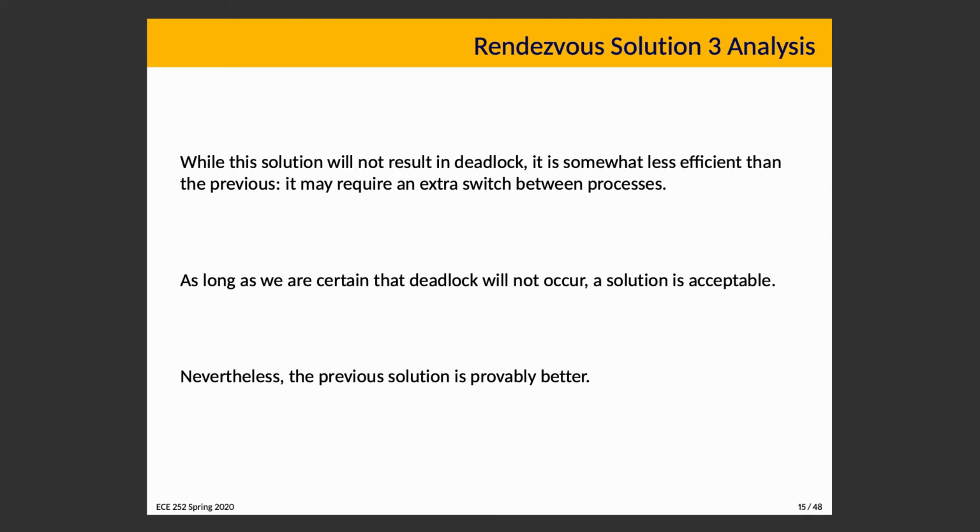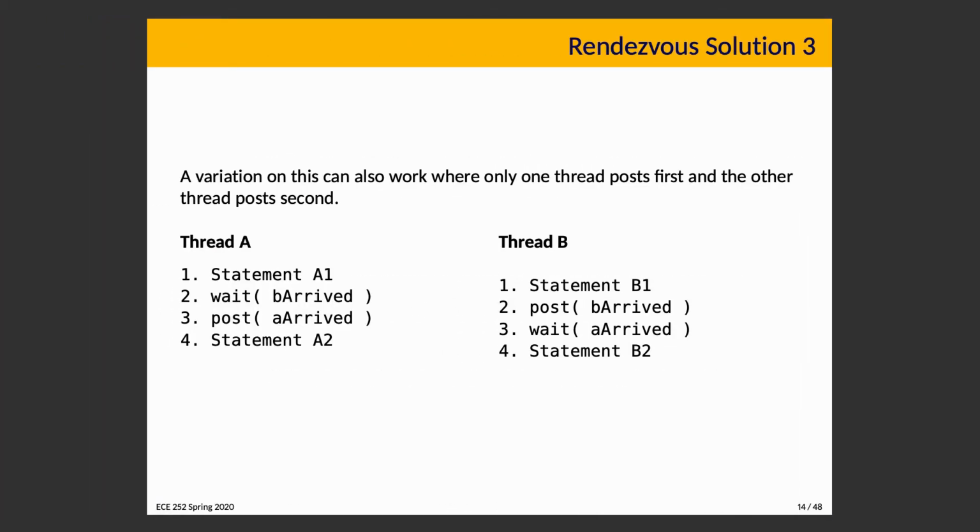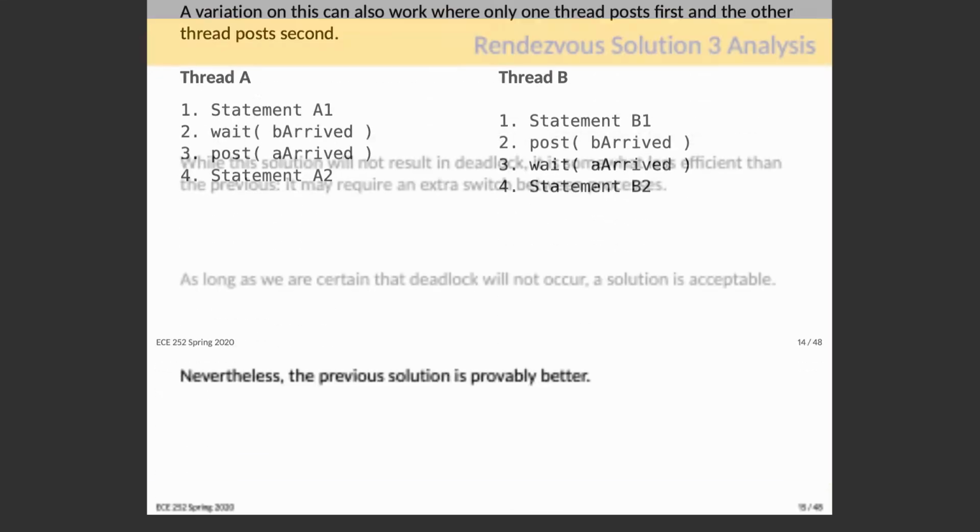It does potentially require an extra switch between processes because there is some possibility of a workflow where statement A1 happens, then we get blocked, then we switch over to B, then we post, then we go back to A because we get blocked here at thread B's statement 3, and then we post on A arrive, which unblocks thread B, and then they can both continue. There might be a little bit of extra back and forth depending on just the order in which these happen and when your thread switches occur.